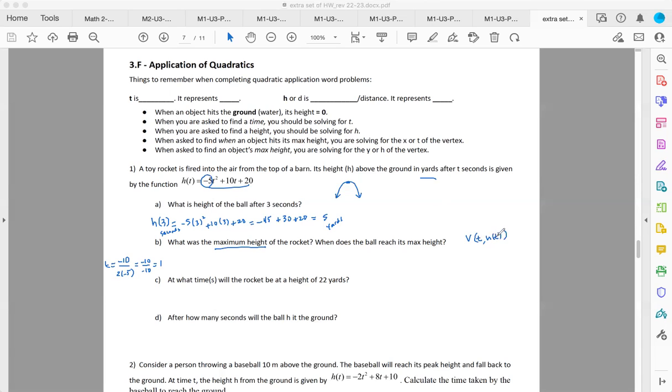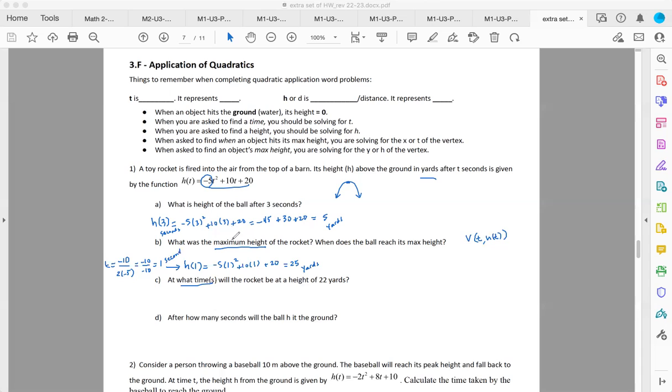You don't have x and f of x. You have t and h of t. So we find first the t value, the input, which is the time, 1 second. And then you take that and plug it into the equation. You find h of 1, right? So the height at 1 second is going to be negative 5 times 1 squared plus 10 times 1 plus 20. This is negative 5 plus 10 plus 20, that's 25. So you're saying after 1 second, the height is maximum at 25 yards. That's the maximum height.